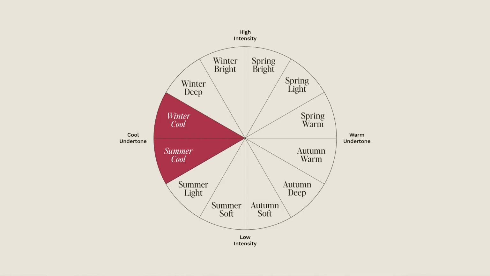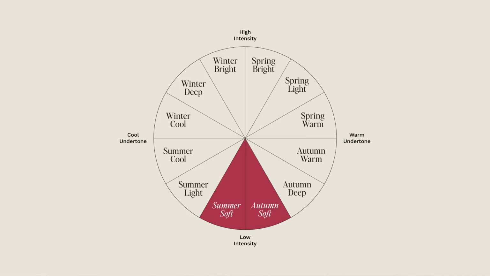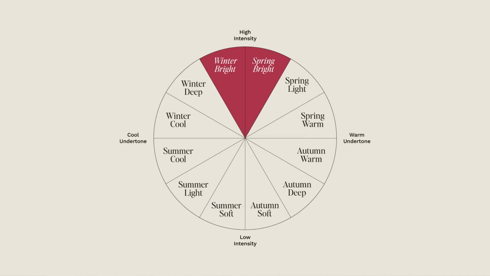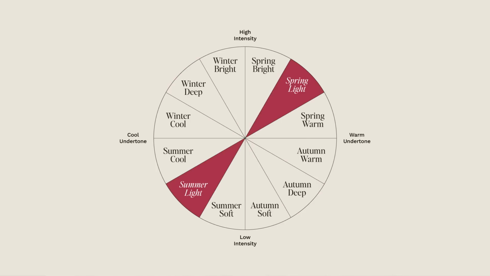Again, winter cool, summer cool, spring warm, autumn warm, summer soft, autumn soft, winter bright, spring bright, autumn deep, winter deep, and summer light, spring light. Alessandra, do sister subgroups work better than the other subgroups in your season?